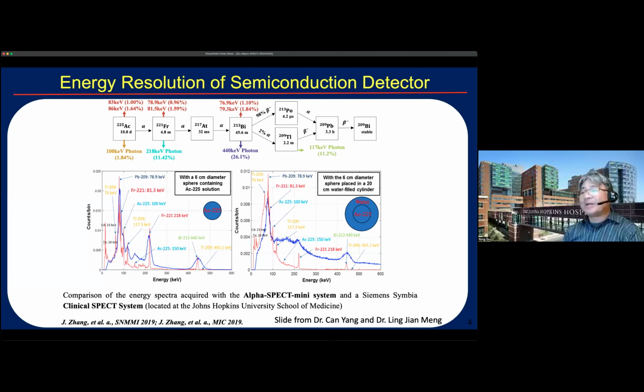This figure shows an example of a semiconductor detector SPECT system compared to the clinical SPECT system. And this shows the actinium and the different X-ray and gamma peaks we can detect, shown here along the decay chain.